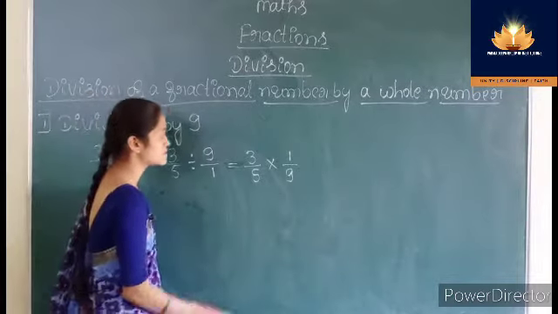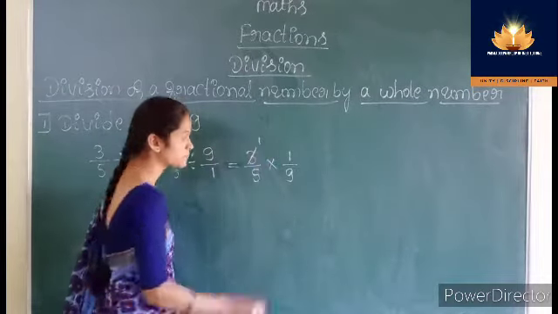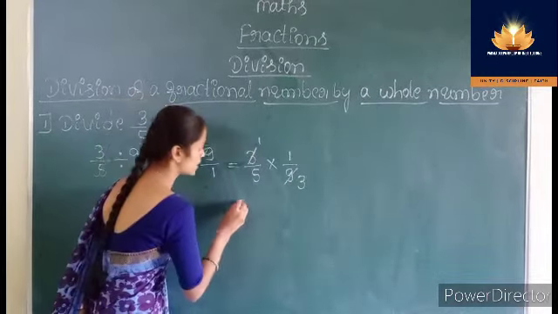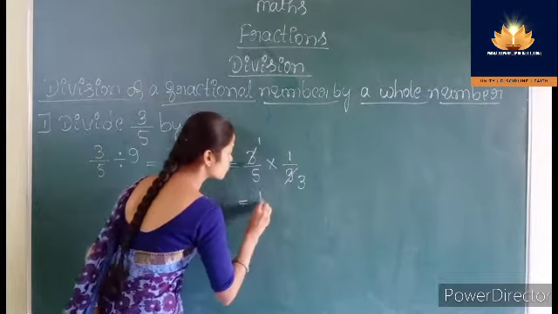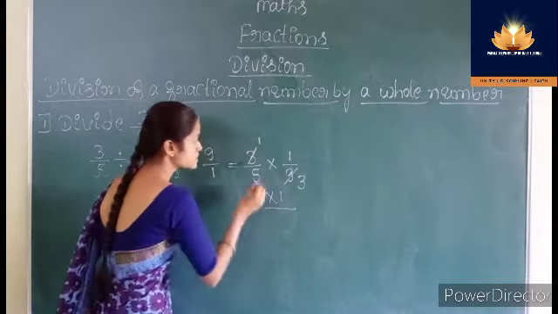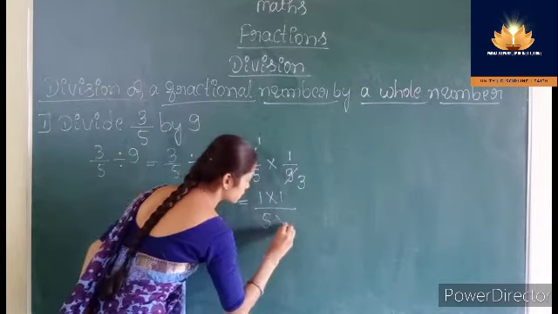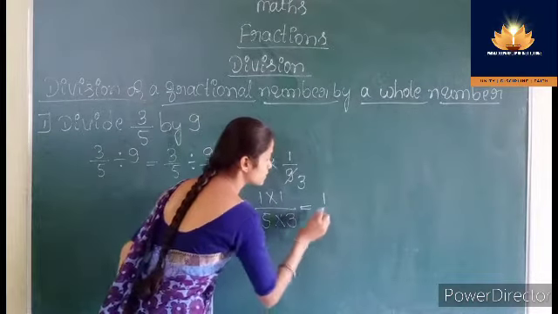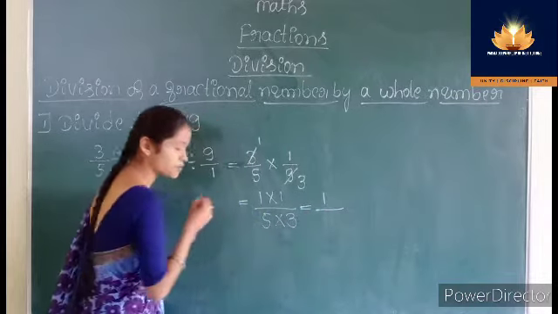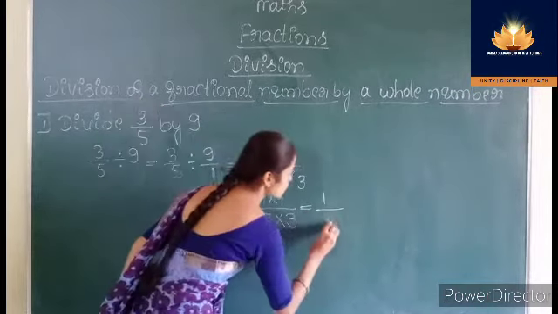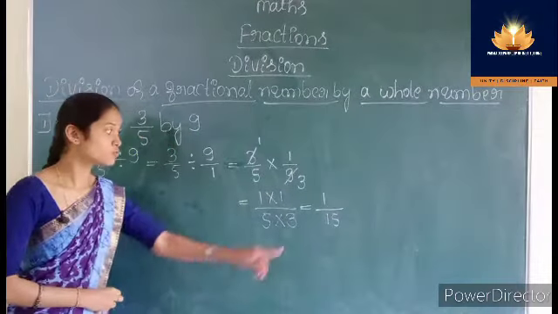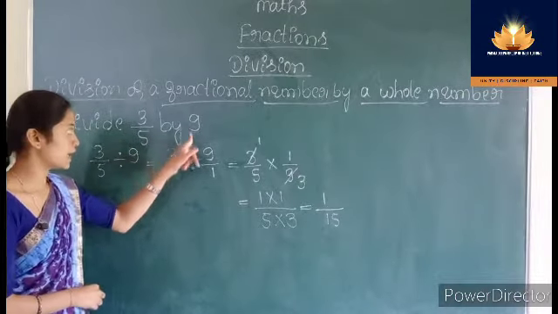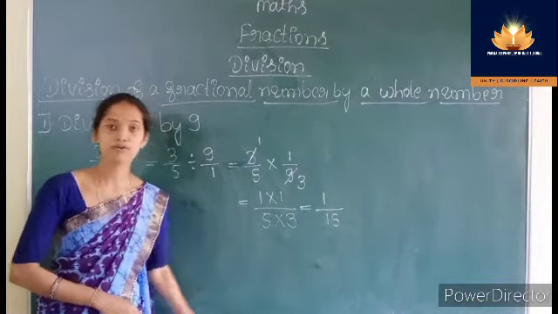Now we can cancel 3 ones or 3, 3 threes or 9. Then multiply the numerators, that is 1 into 1, and the denominators 5 into 3, that is 15. So we get 1 upon 15. When we divide 3 upon 5 by 9, we get 1 upon 15.